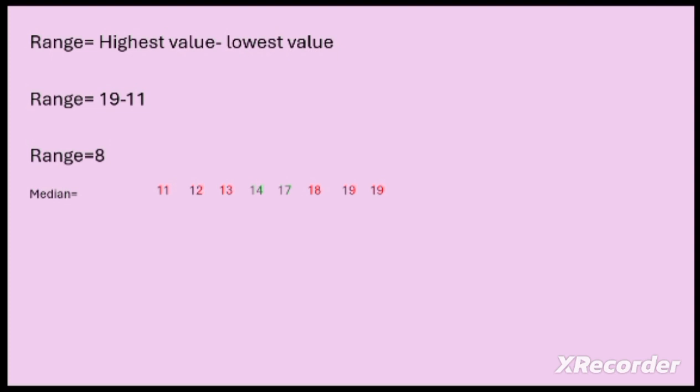Now how are we going to find the median when the data has an even number of entries? When it is even, we add both the entries lying at the center of the given data, 14 and 17. 14 plus 17 is 31, divided by 2. Why am I dividing by 2? Because I have two values at the center. So 31 divided by 2 is 15.5. So that was my median.